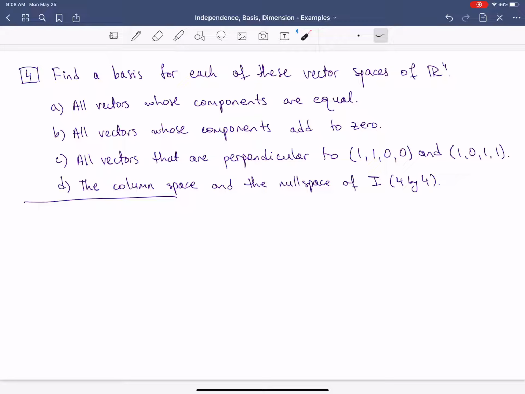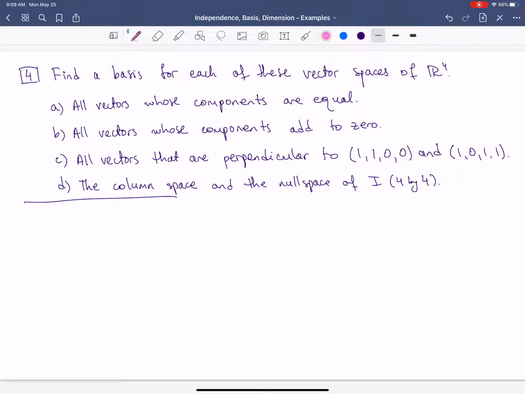And I'm hoping that these examples are helpful and not more confusing. All right, find a basis for each of these vector spaces of R4. So under A, we want all vectors whose components are equal. Well, I can think of many different vectors here, but really there is kind of a generic way. We have one condition: all components need to be equal.